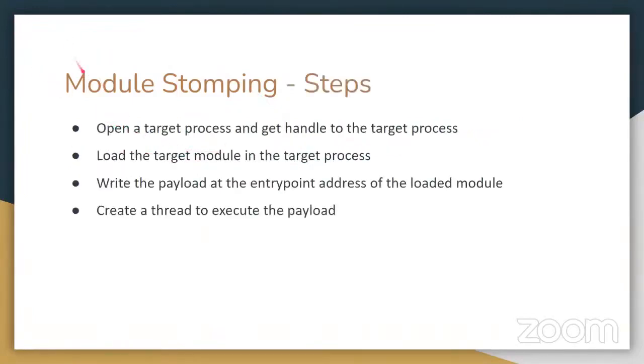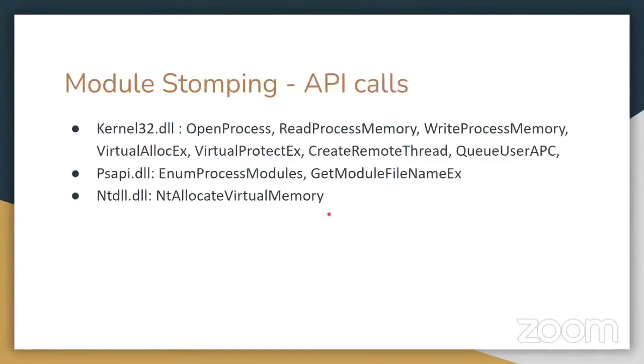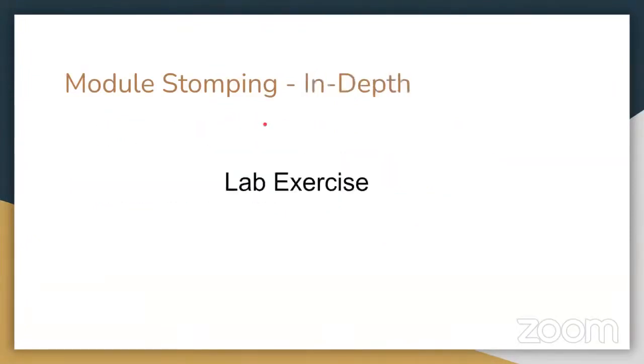So these are the steps for module stomping. First, we will get the handle to the target process, and after that we will load our target DLL into the target process. After that, we will write our payload at the entry point address of the loaded DLL. This step is really important. After that, the thread is created, and the thread will execute our payload. These are all the API calls that are used in the module stomping technique. So let's jump into the lab.